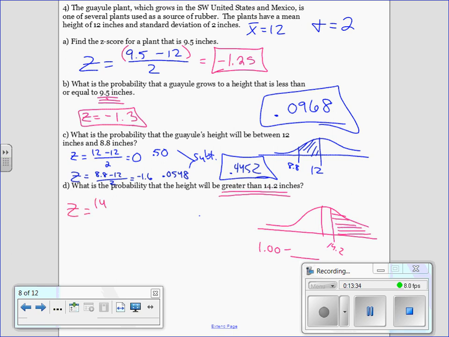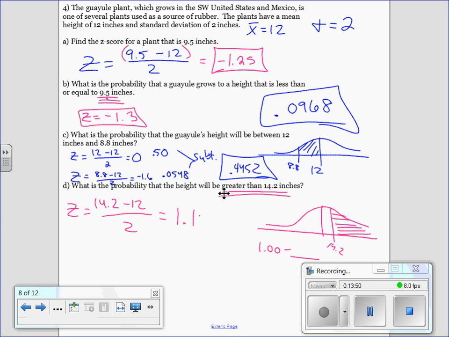So here it goes. We're z-scoring our 14.2. Let's find our z-score of 14.2. What's your favorite snack, like junk food? What? So we get a 1.1 for our z-score.